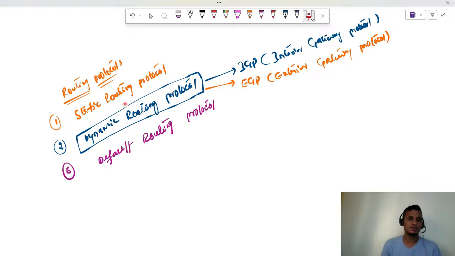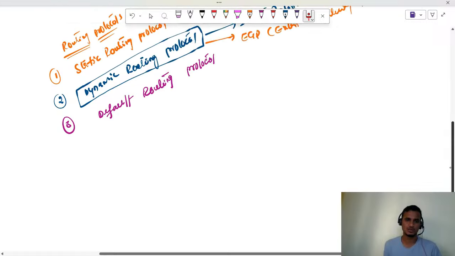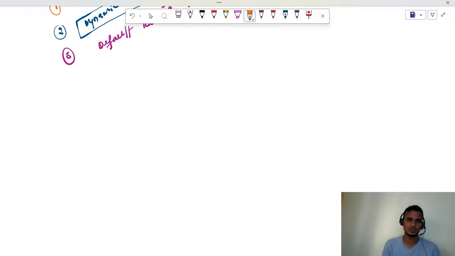Again, the dynamic routing protocol is going to be classified into two types. One is IGP, which stands for Interior Gateway Routing Protocol. Likewise, EGP stands for Exterior Gateway Routing Protocol. IGP protocols are going to be run within the autonomous system, within the organization, and EGP is going to be used between the autonomous systems. So we will understand which protocols fall under the IGP, and which protocols fall under the EGP. Let me draw that.